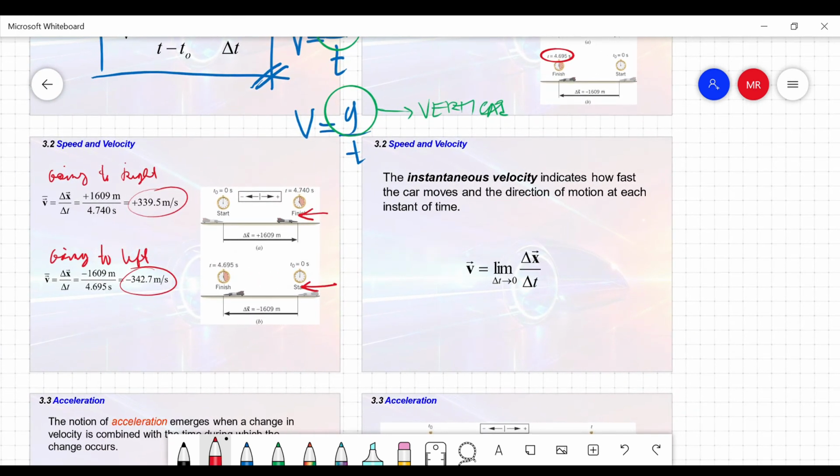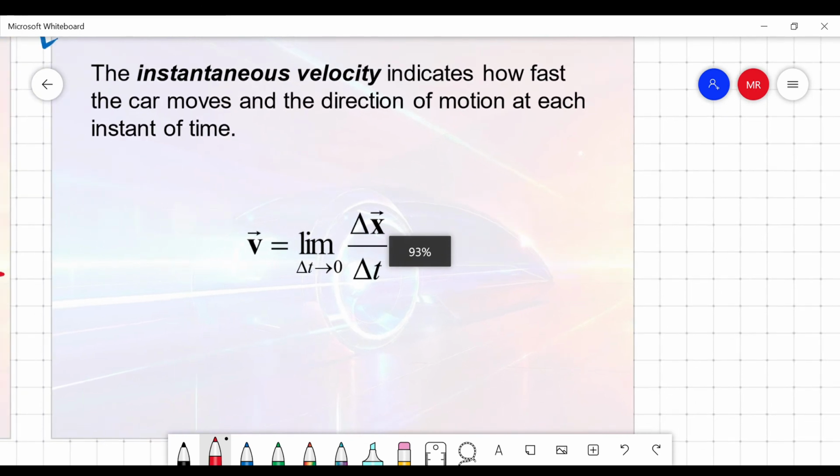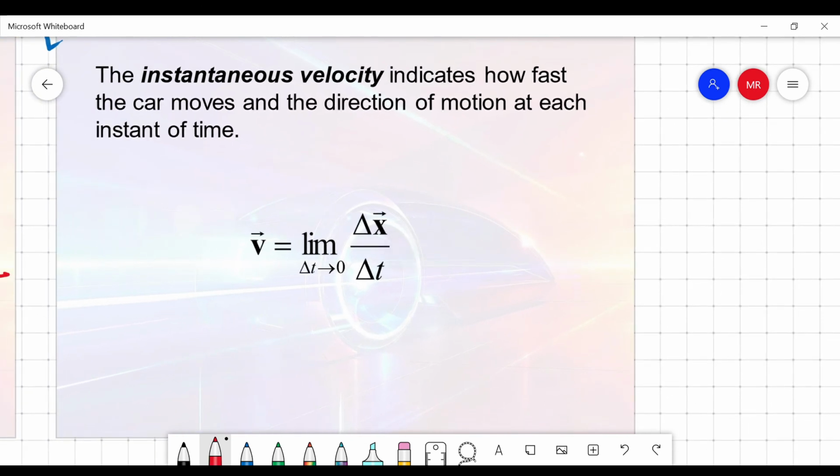Ito yung equation natin kanina. But then, meron siyang limit, where this limit as delta t approaches to 0, but not 0. Okay, no? As delta t approaches to 0, but not equal to 0. Kasi kung pag nag-0 na ang time, ibig sabihin, nag-stop na yan. Ibig sabihin, doon lang sa pinaka-instant na yon. Minsan yung sinasabi natin na split second.